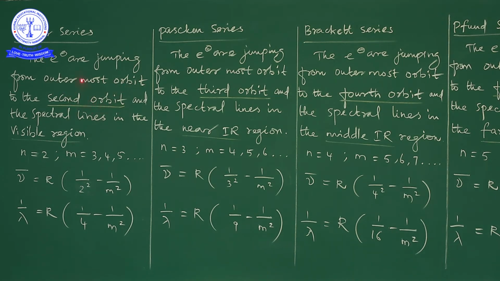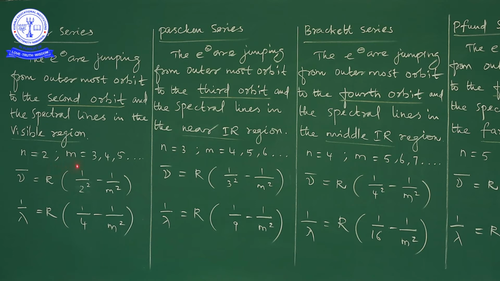What will happen here is the electrons jump from any of the outermost orbits to the second orbit. That means the value of n becomes 2, and the outer orbits may be 3, 4, 5 like that. When the electrons jump from an outer orbit to the second orbit, the spectral lines appear in the visible region. This visible region contains 7 different colors, like VIBGYOR. Here we have to replace n by 2, and m we can replace with 3, 4, 5 like that.